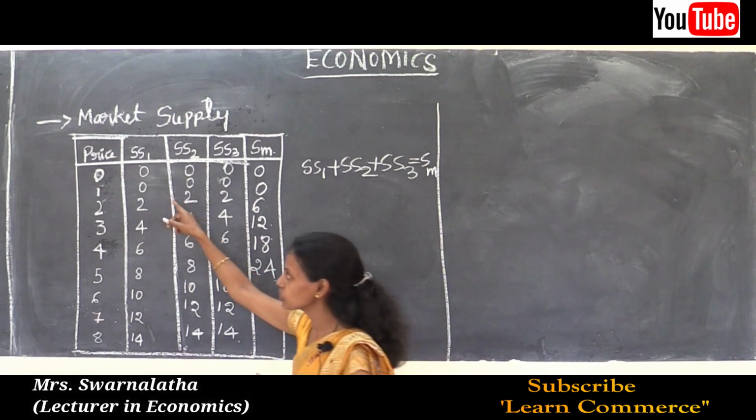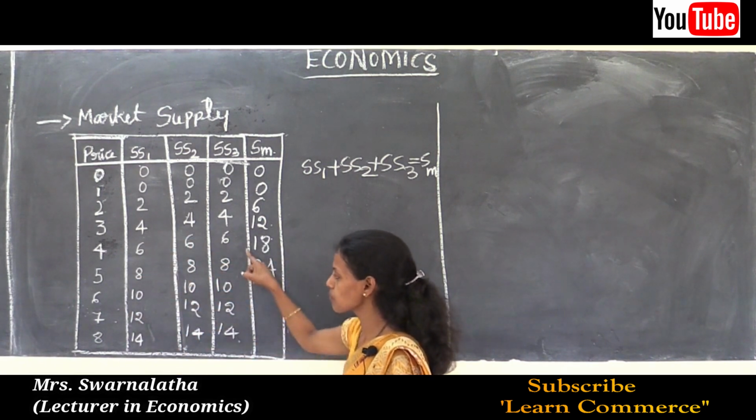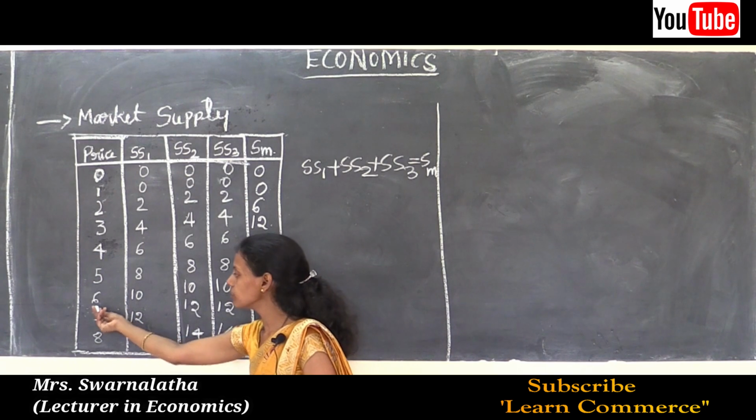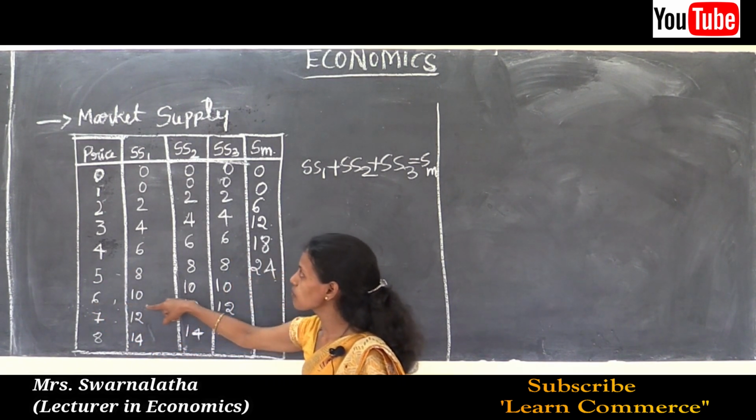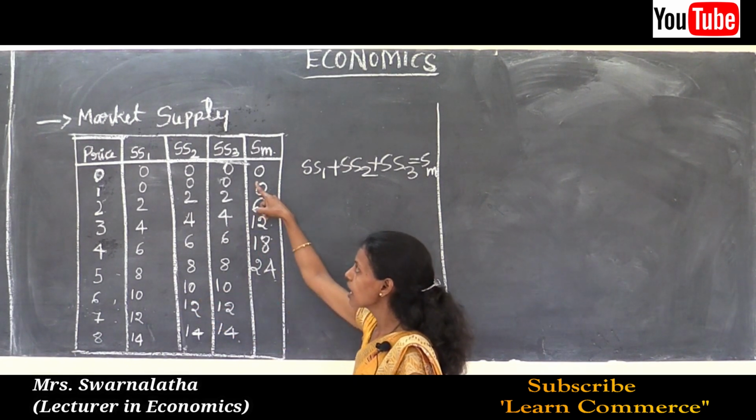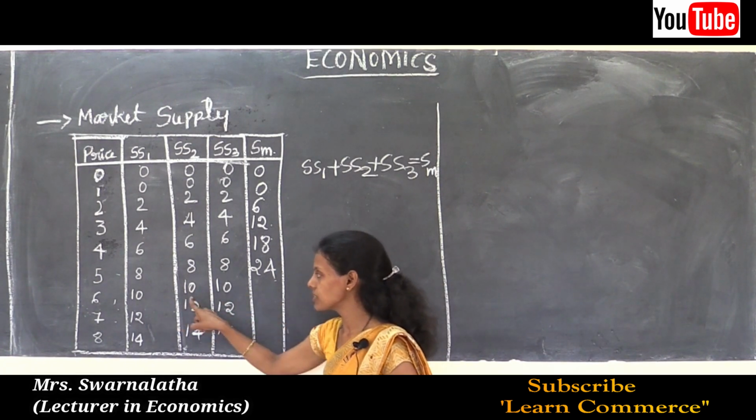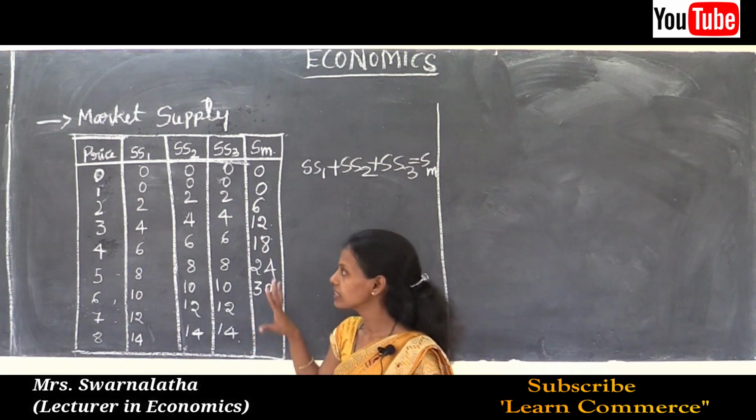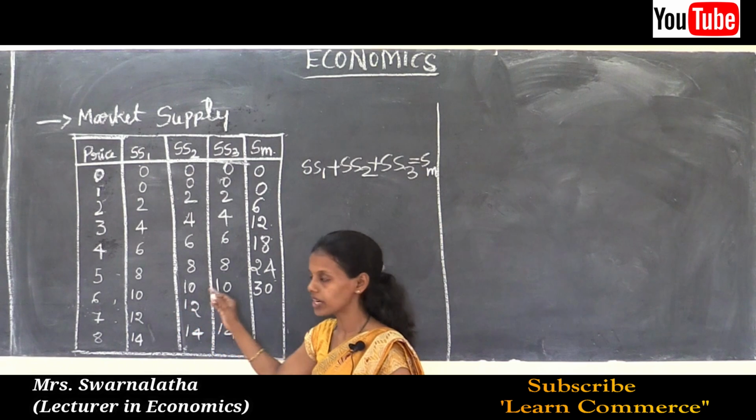Thus here you can see an increase in the price leads to an increase in the supply in the three identical firms. When the price increases from 5 to 6, the supply of firm 1 is 10 units, firm 2 is 10 units and firm 3 is also 10 units respectively. Thus 10 plus 10 plus 10 is 30 units. Overall market supply is 30 units. So this horizontal summation is the market supply curve.